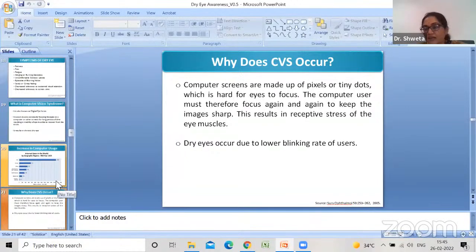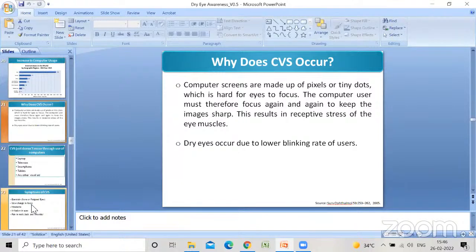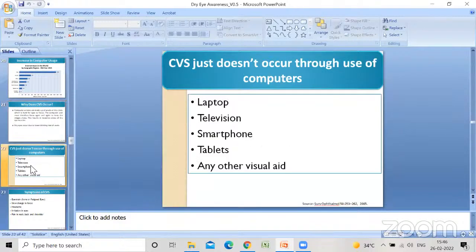So this is why computer vision syndrome or digital eye strain occurs. The computer screens are made up of tiny pixels, and in order to focus on them, we have to keep our eyes continuously focused on the screen without blinking, which leads to eye strain. And it is not only desktop screens, it can be any screen, laptop, television.